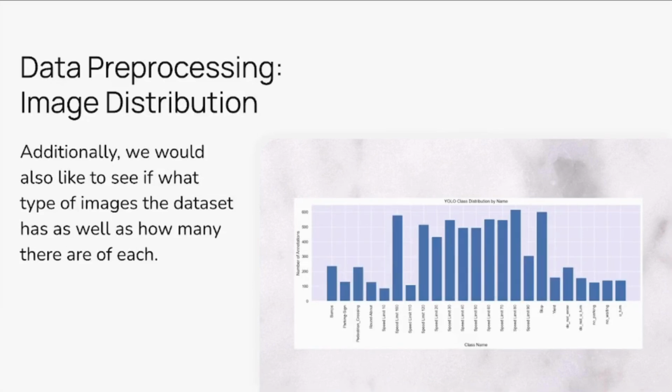We additionally tried to see what type of images the dataset had, as well as how many there are of each, and we created a little graph to represent the names of each sign that we had and the amount that we had within our dataset. So this bump sign, of course, would be above 200, parking signs above 100, etc., all the way to however many signs that we had.